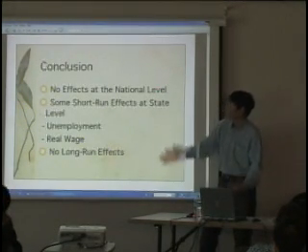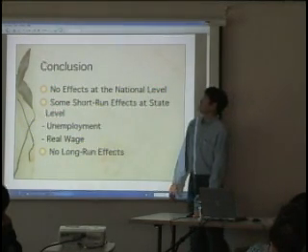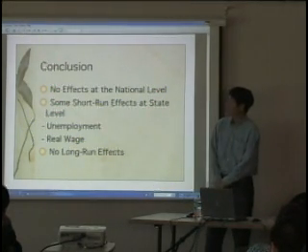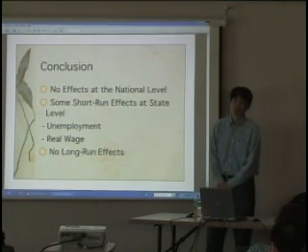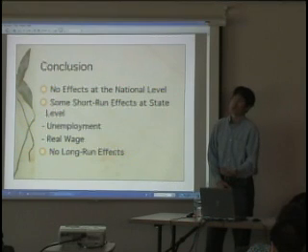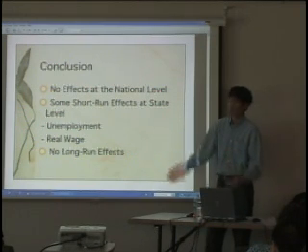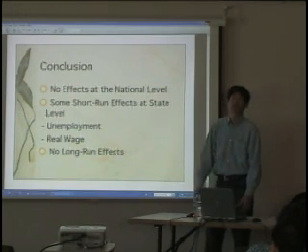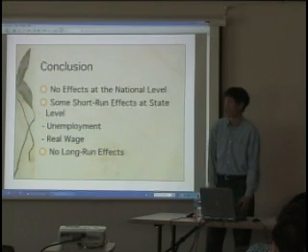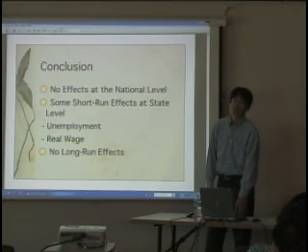So, conclusion. Based on this research, I found that at the national level there are no effects, and statistically not significant. What about the short run? At the state level, yes, I found some evidence, like New York. But in the short run, if immigrants come to the United States, real wage goes down and unemployment rate goes up. After 2 years, it disappears. In the long run, I don't see any impact on the labor market from immigrants into the United States.